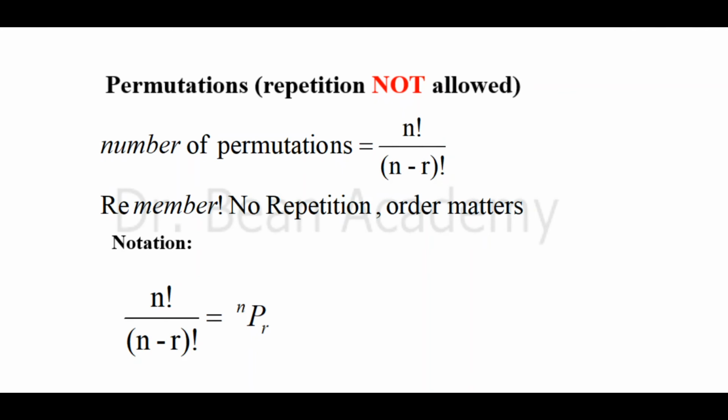Let's talk about permutations when repetition is not allowed. Well, in that case, the number of permutations is equal to n factorial divided by n minus r, and then you have to take the factorial of this difference.